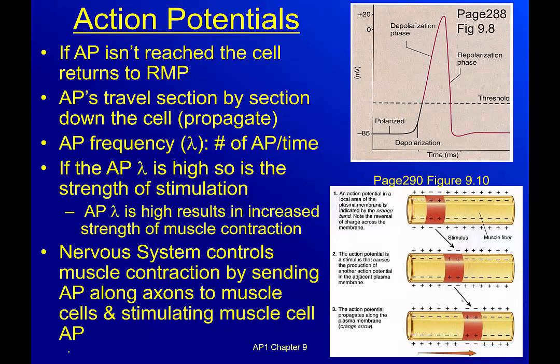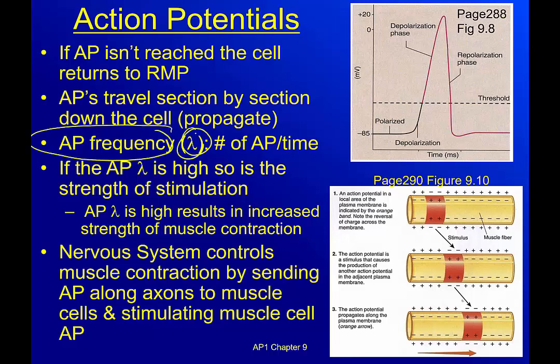So, if an action potential isn't reached, the cell returns to resting membrane potential. If I try to pull the trigger on a gun and the hammer doesn't cock back and fall forward and hit the flint of my bullet, then nothing's going to happen. I'm just going to go back to the gun not firing. Action potentials actually do travel section by section down the cell. They propagate. Action potential frequency.